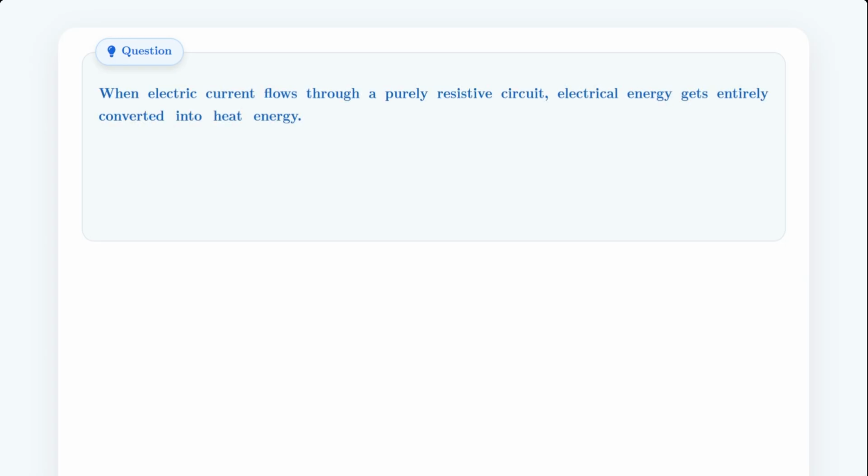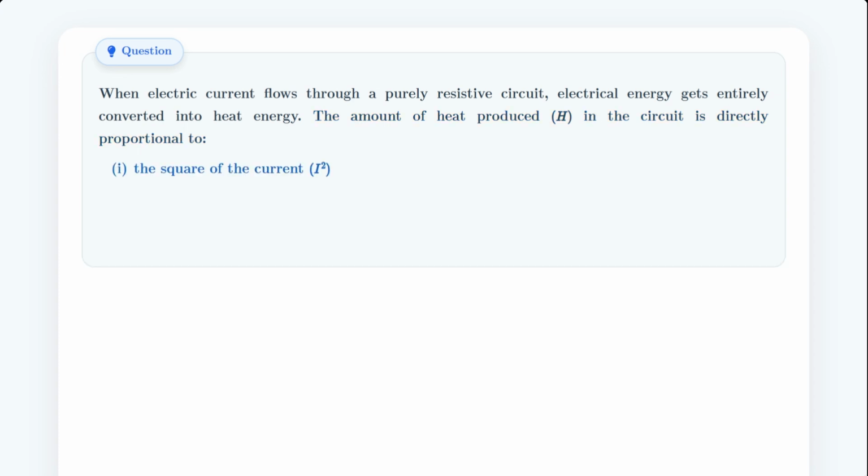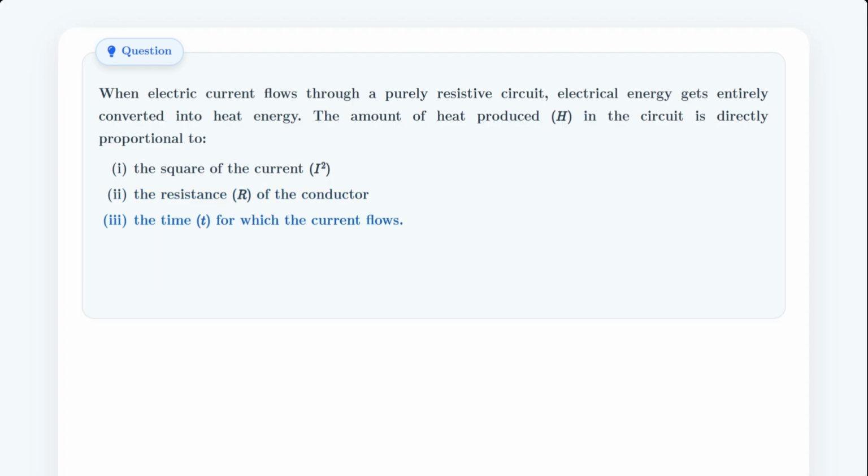Hello. Let's tackle a very important exam question based on the heating effect of electric current. When electric current flows through a purely resistive circuit, electrical energy is converted into heat. This heat produced is directly proportional to the square of the current, the resistance of the conductor, and the time for which current flows.